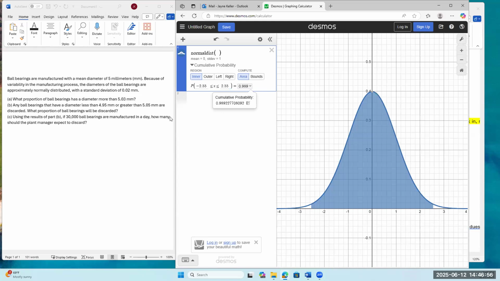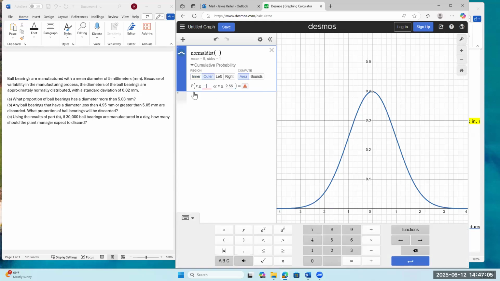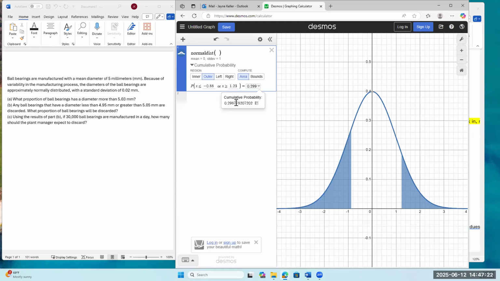We can also do the area in the tails of the curve. For that one, I'm going to pick outer region. And then I might want the area outside of negative 0.88 and 1.23. That would look like this. So here's negative 0.88, here's 1.23, and you can see that in this tail, plus the area in this tail, I have 0.2988, rounding to 4 decimal places.